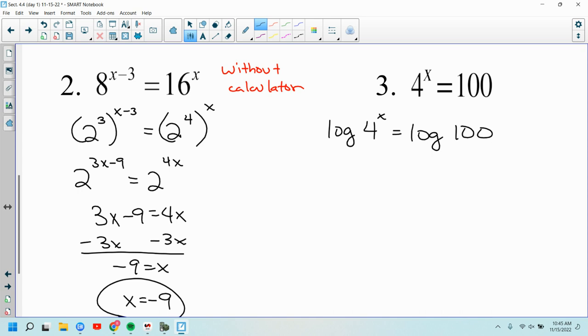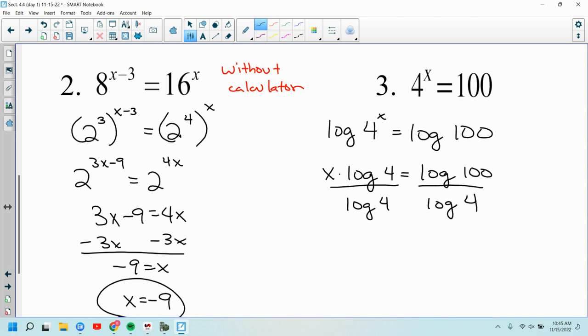So log of 4 to the x, this x now goes out in front. Now you can keep that as log of 100 or you can make it 2. It really wouldn't matter. But how do you solve it from here? X, divide by what? Log of 4. Round to 3 decimal places.